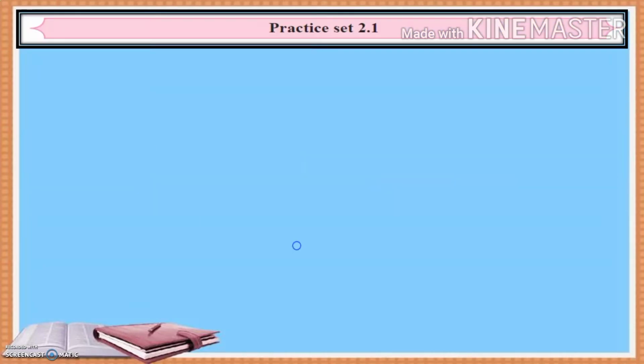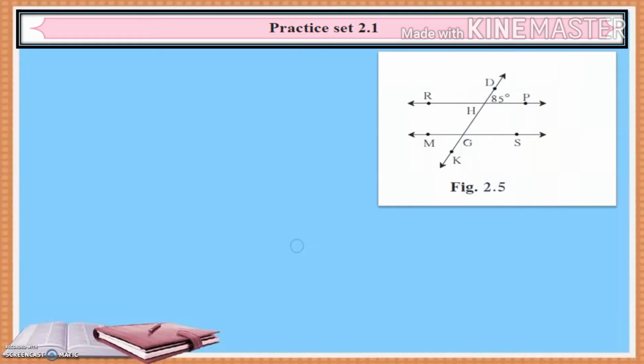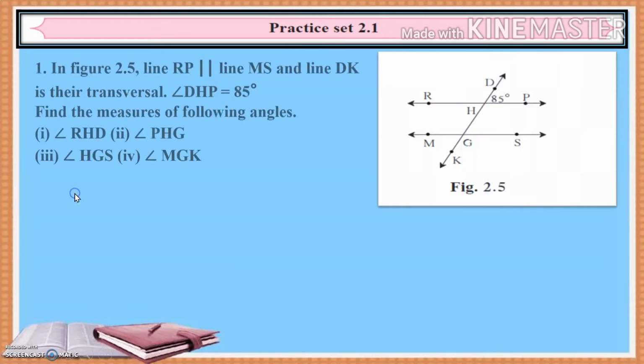Hello students, in today's video on parallel lines, we will be doing practice set 2.1. We start with the first question which says, in figure 2.5, line RP is parallel to line MS and line DK is their transversal. Angle DHP is equal to 85 degrees. Find the measures of the following angles: angle RHD, angle PHG, angle HGS and angle MGK.